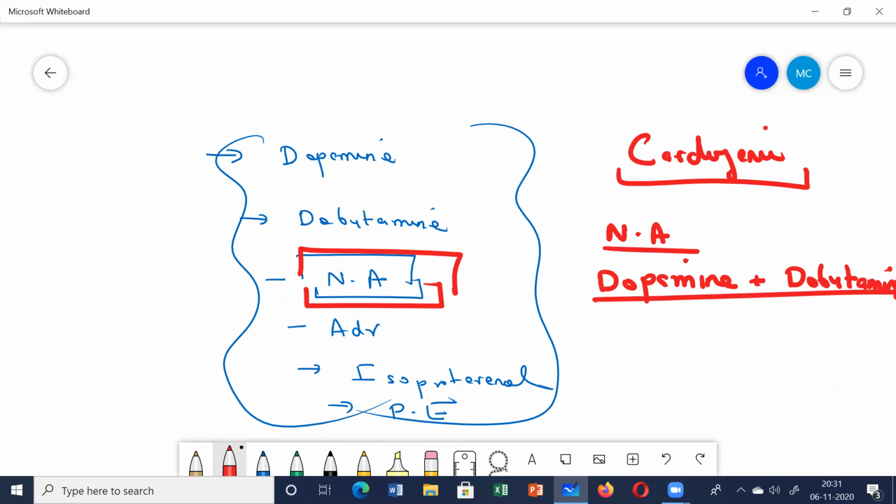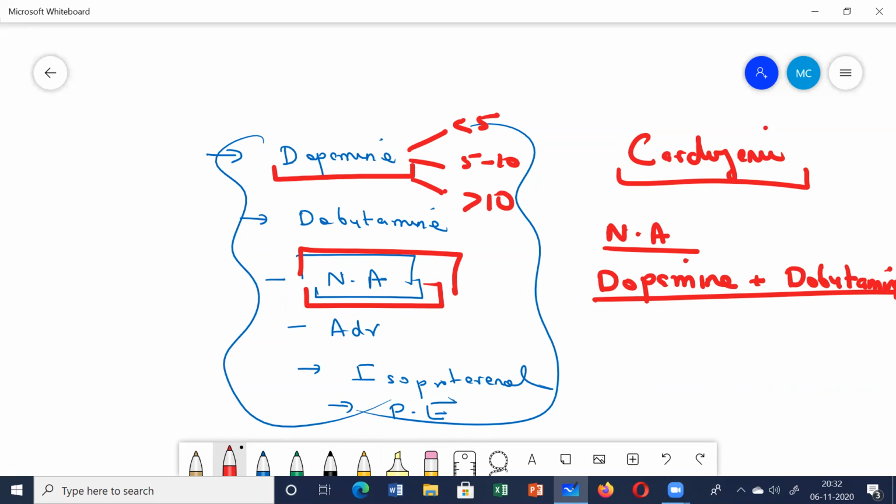The other agents which you can use are also written here. But remember, noradrenaline is the first vasopressor of choice. Dopamine, you must already know, has 3 dose ranges: less than 5, then 5 to 10, and more than 10 micrograms per kg per minute. These were already discussed in your pharmacology portion, where you must have been taught about dopamine.